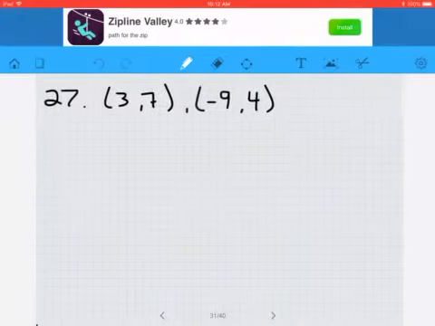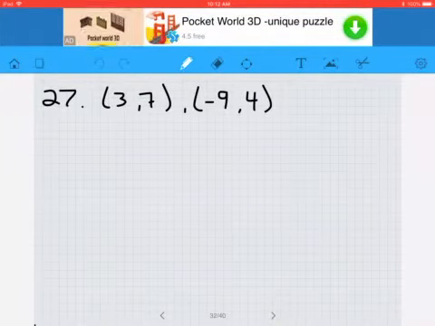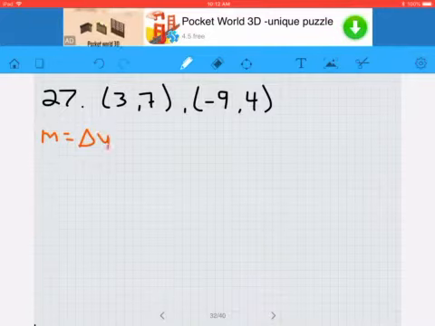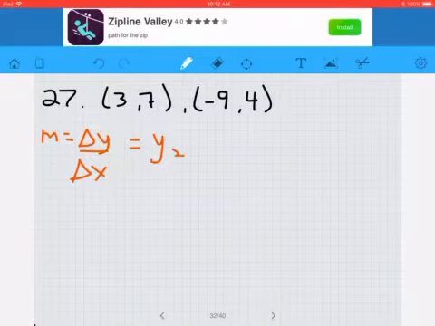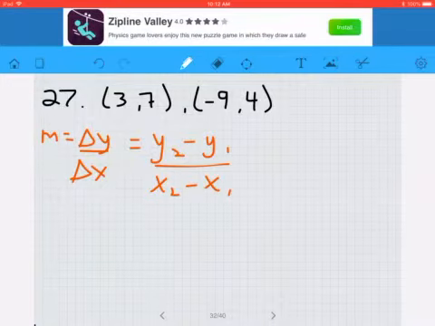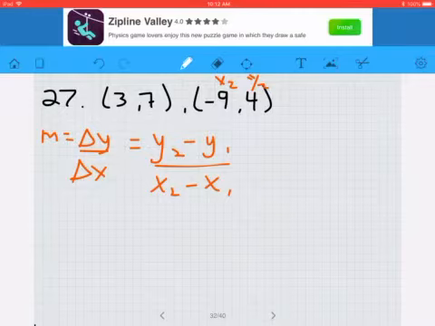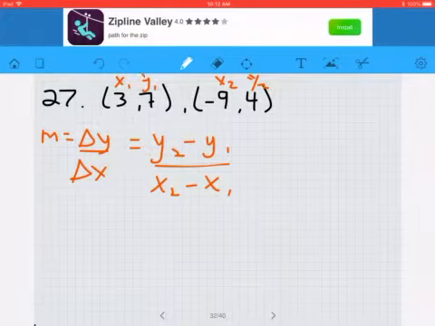Number 27 is a similar question, except that we're finding the slope based off of two points that they give us. Remember that the slope is still the change in y over the change in x, and what that looks like algebraically is y2 minus y1 over x2 minus x1. Y2 and x2 are the second pair, the second point, and y1 and x1 are the first pair, the first point. Sorry, my y's look a little weird up there.